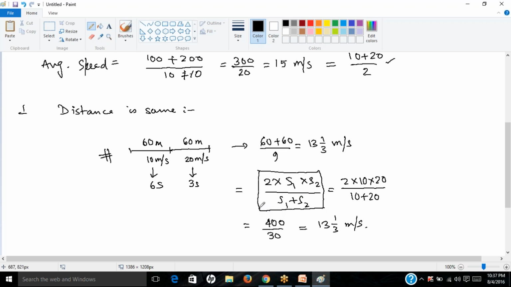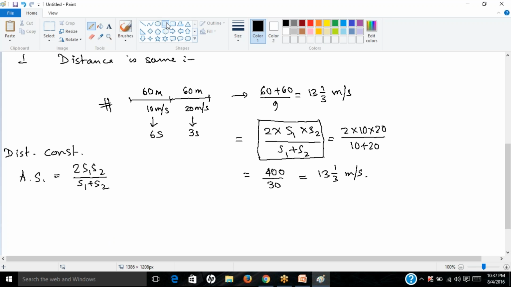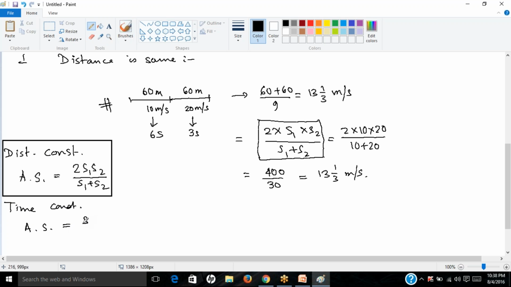Remember this. So when distance is constant, the average speed is twice the product divided by the sum. This is the first special case. The second special case is what we already discussed, that time is constant. Then the average speed is simply (S1 plus S2) upon 2. This is the second special case.